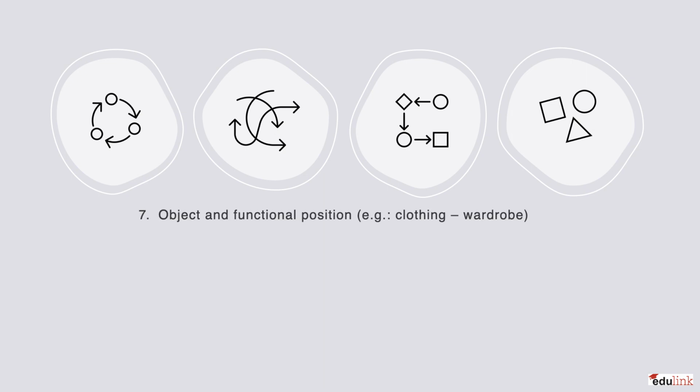Number 7, object and functional position. For example, clothing and wardrobe. Clothing is hung up in a wardrobe. It's stored in a wardrobe. So wardrobe has a functional position for clothing. Number 8, actor and action. For example, telephone as an actor and calling or call as an action.